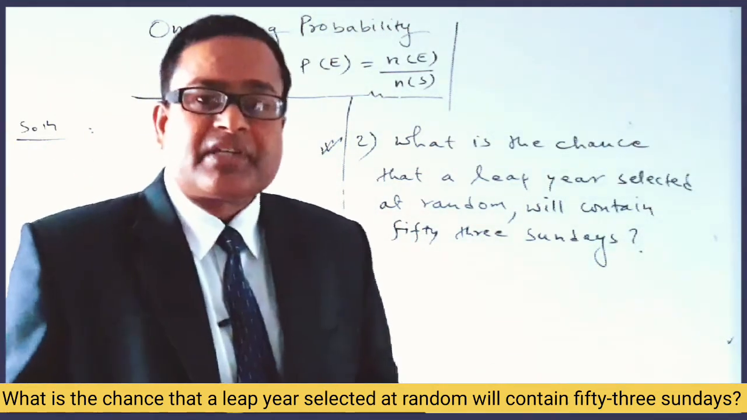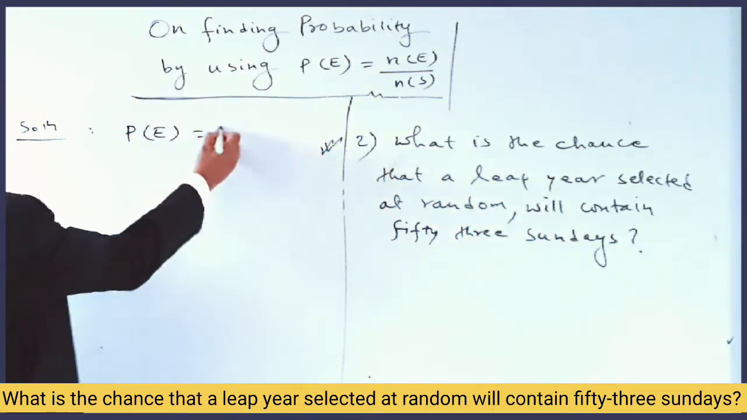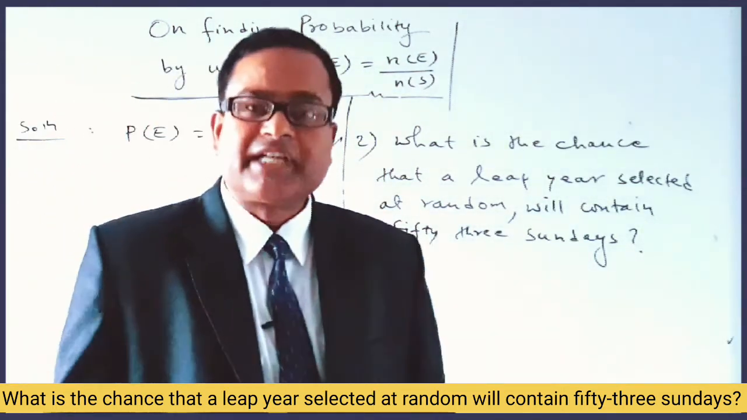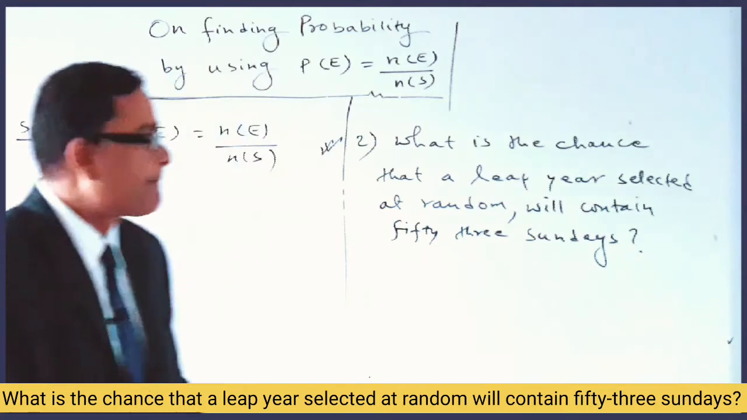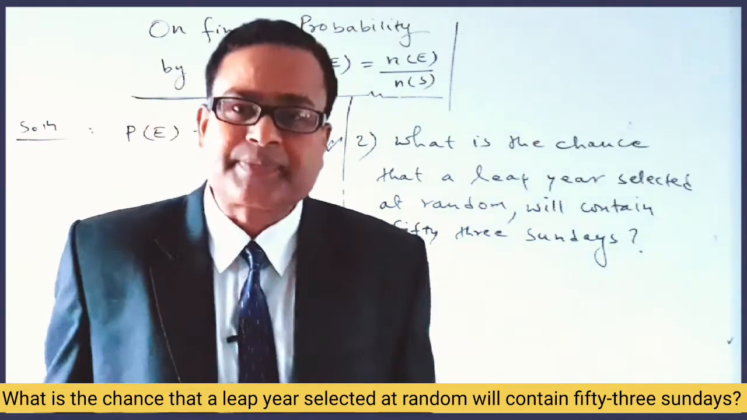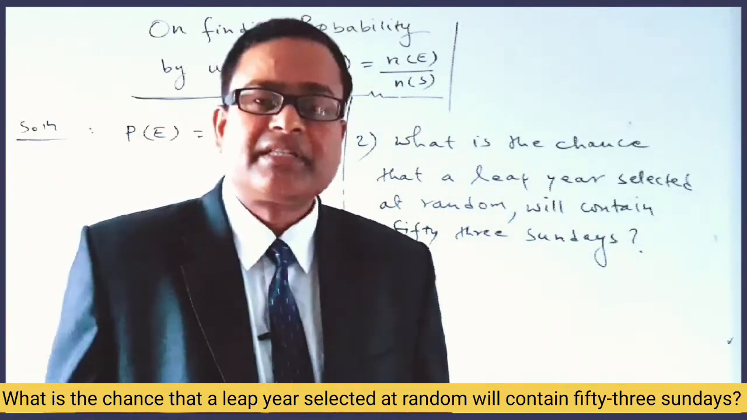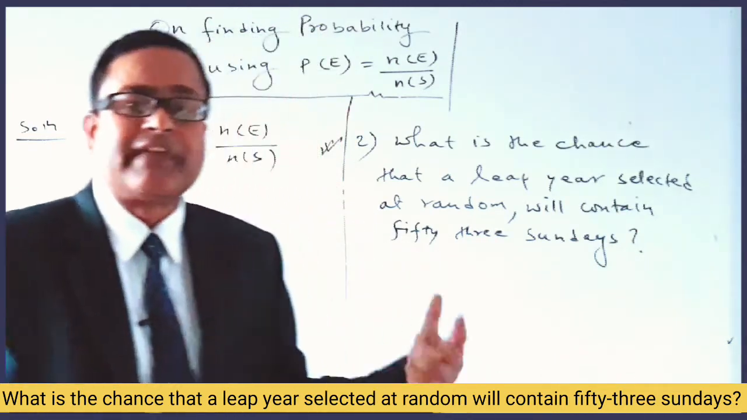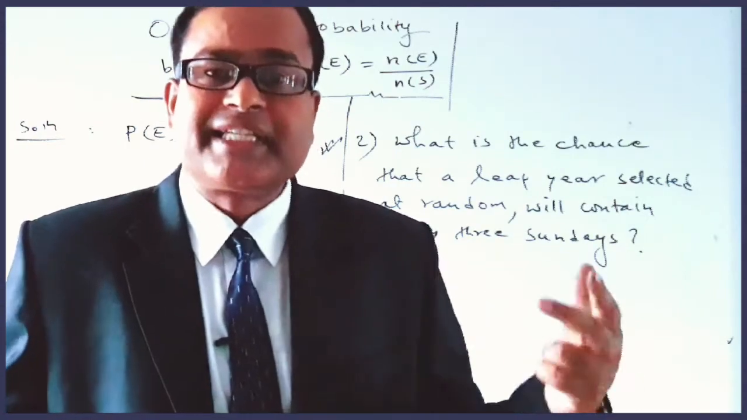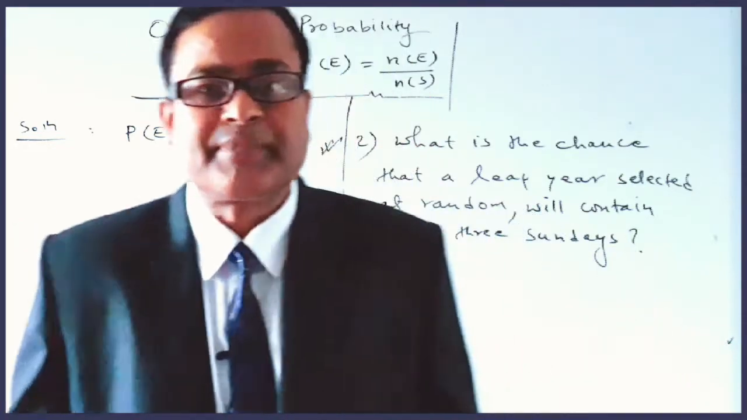Dear student, we know probability of an event E, that means P is equal to NE by NS, number of event divided by the number of sample space. So dear students, at first we have to know the number of elements in the sample space. Then we have to know the number of elements in the event. Then we can easily find the probability of an event E by using the formula: probability of an event E is equal to number of event divided by number of sample space.